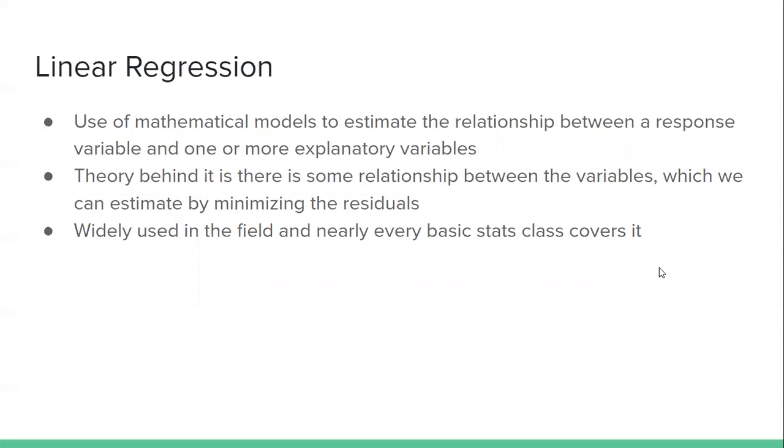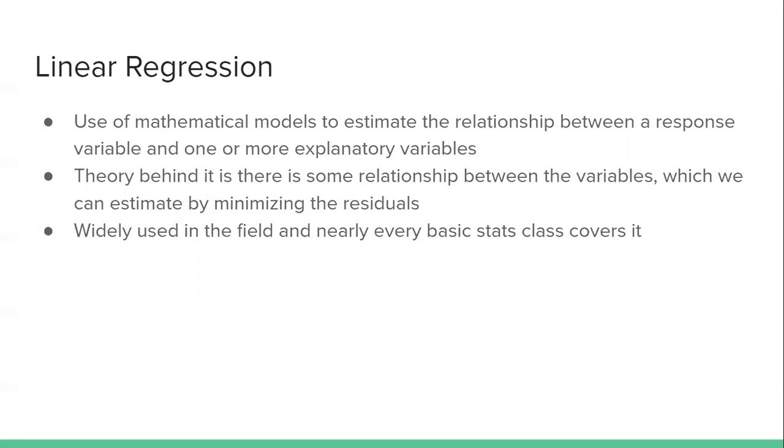So we'll start with linear regression because that's the simpler one. It's basically the use of mathematical models to estimate the relationship between a response variable and one or more explanatory variables. One of the explanatory variables usually has to be categorical and discrete. It can have categorical variables and a whole bunch of other stuff, but we'll get to that.